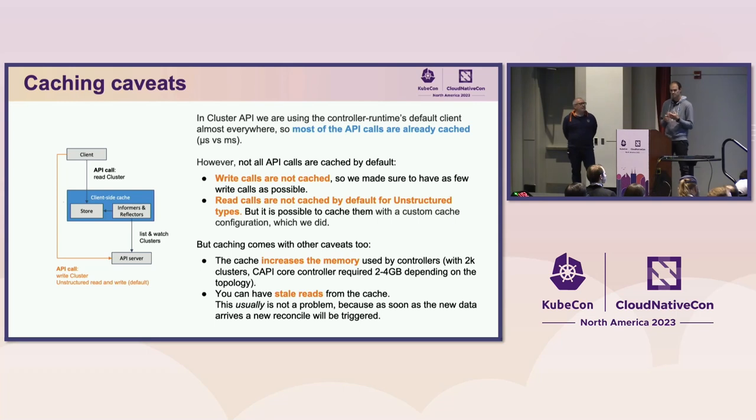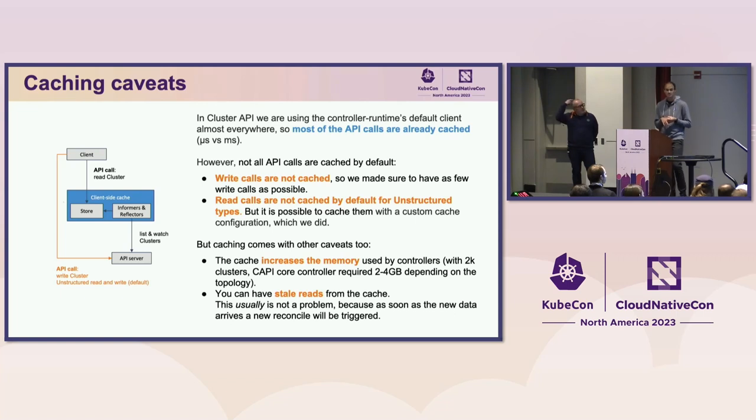So the biggest improvements we made came from making sure that we're using caches for read calls everywhere. Of course, there's a trade-off, and the trade-off is that your memory usage goes up, but it still seemed reasonable for us. When we had the environment with 2,000 clusters, we had something between 2 and 4 gigabytes of memory usage for a core controller, which seems fine. Of course, it depends a little bit on how big your clusters are and the exact topology, but in general it seemed like a worthy trade-off.